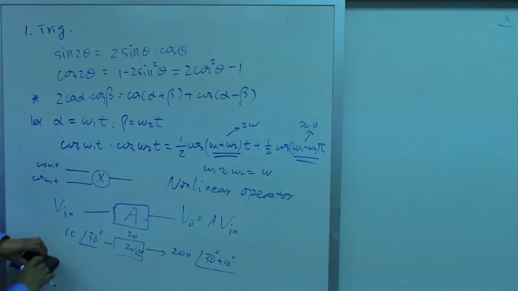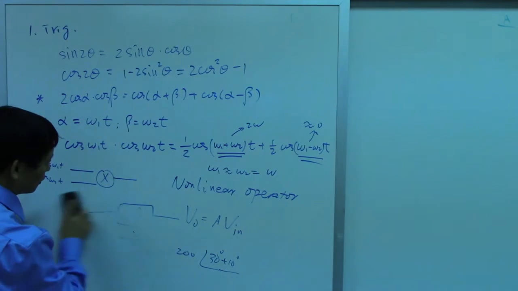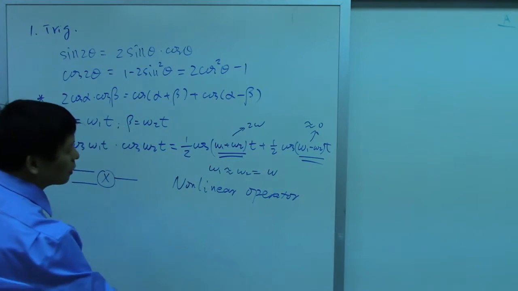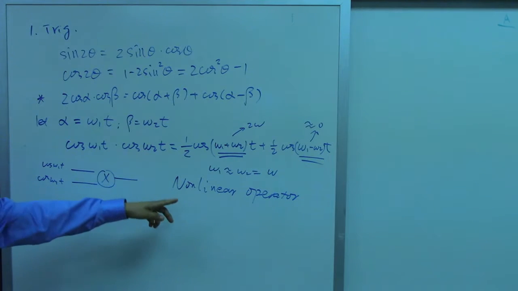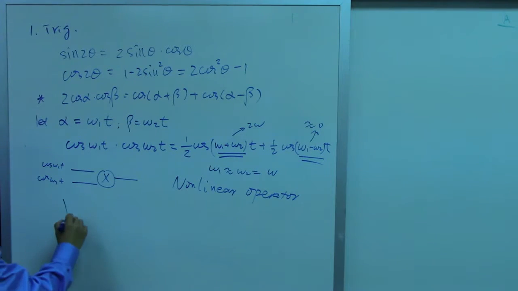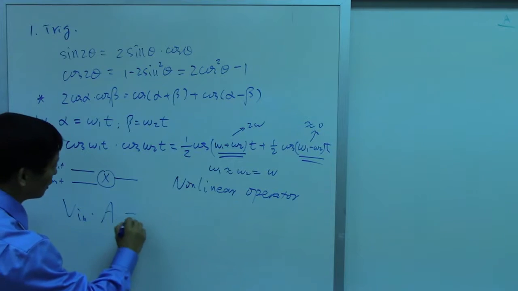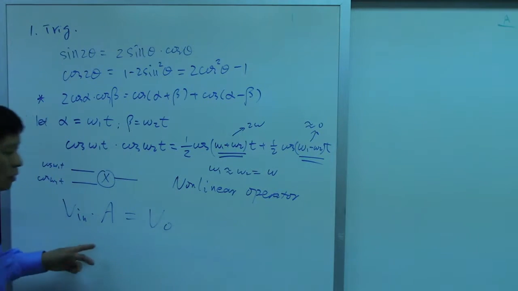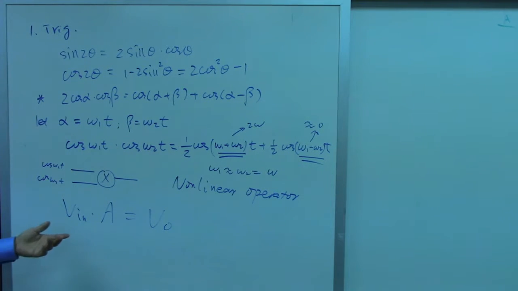But for this, it's different. This one is a non-linear device. We have a new frequency generated. So if we say V in times A equals V out, we cannot use a phasor representation because the frequency can be different.